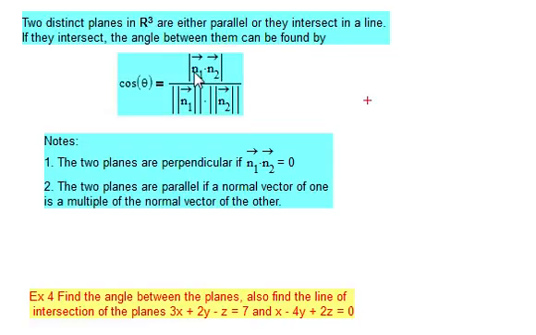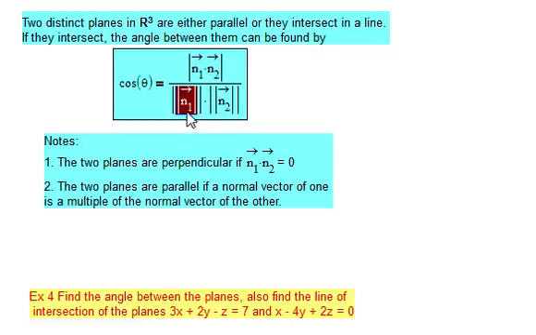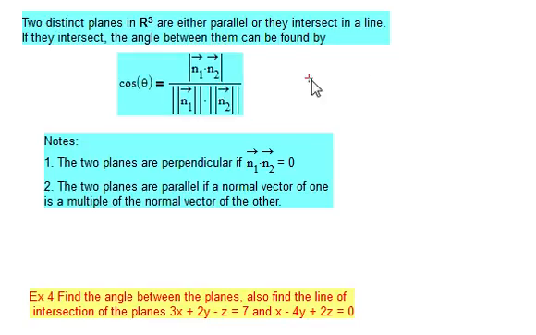Except it's not vectors, it's vectors normal to the planes. But yeah, that's kind of the same idea. The cosine of the angle between the planes is the absolute value of normal vector dot normal vector, divided by the length of normal vector 1 times the length of normal vector 2.